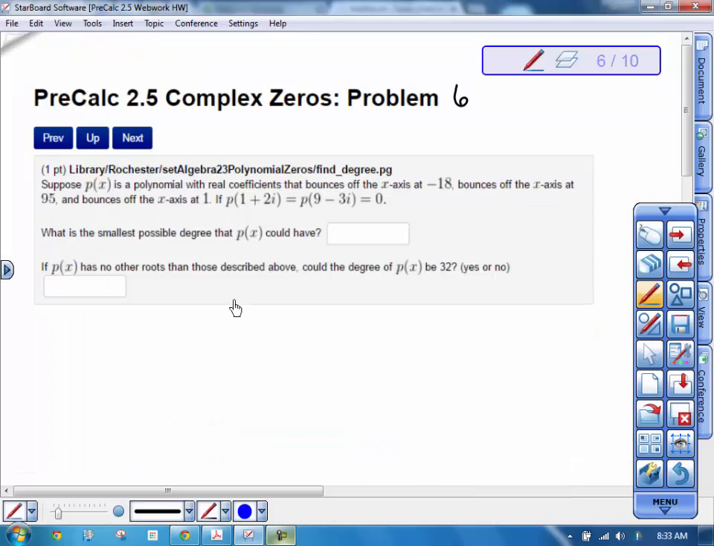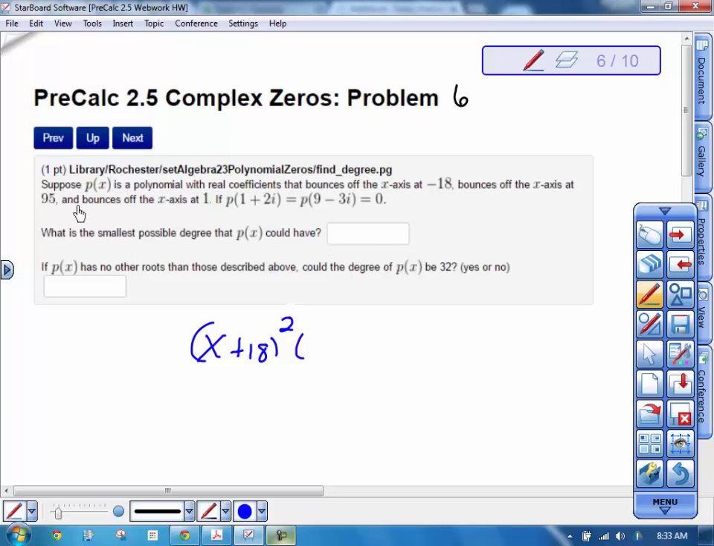This next question is really tricky. It says that this polynomial has real coefficients and bounces off the x-axis at negative 18. So that one of the factors is x plus 18. If it bounces off the axis, it has to have an even root. We don't know what that even root is. It could be a 2, it could be a 4, it could be a 6, any even number. But let's say it's 2 because the first question says what's the smallest possible degree.